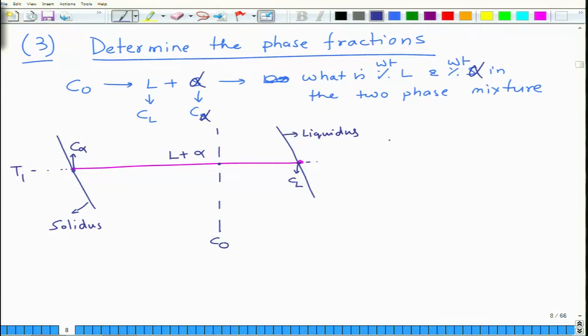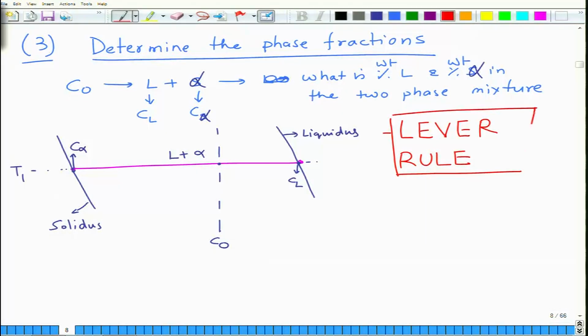Then what is the weight percent of alpha and what is the weight percent of liquid? Now this is given by a rule called the lever rule. So basically you can consider this tie line as a sort of a fulcrum of weights. So the lever rule says that, let us say you have two phases here.